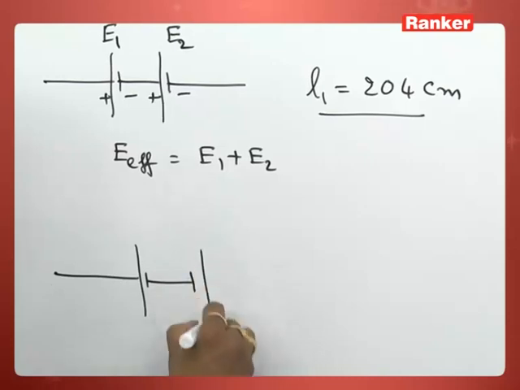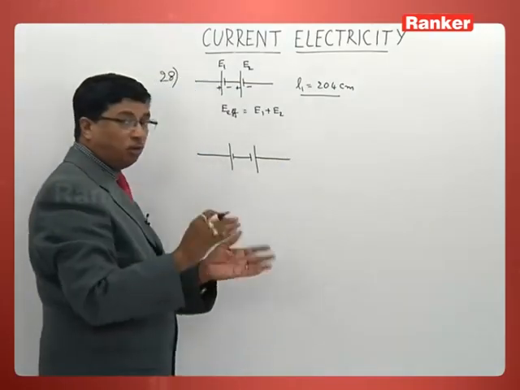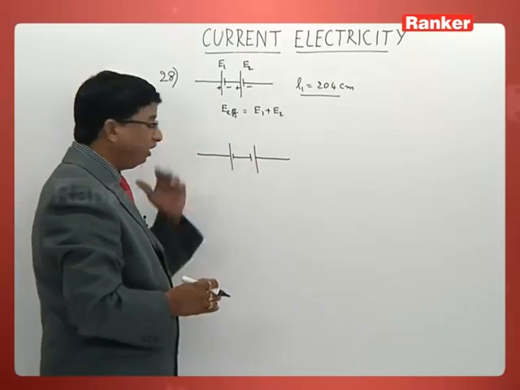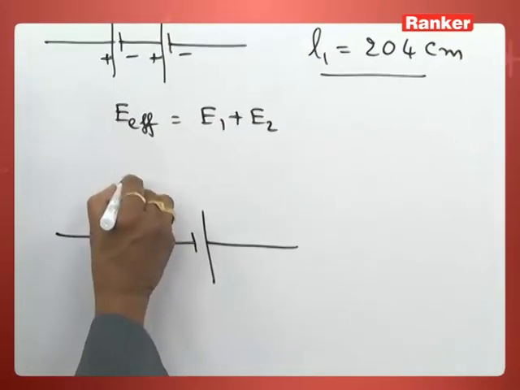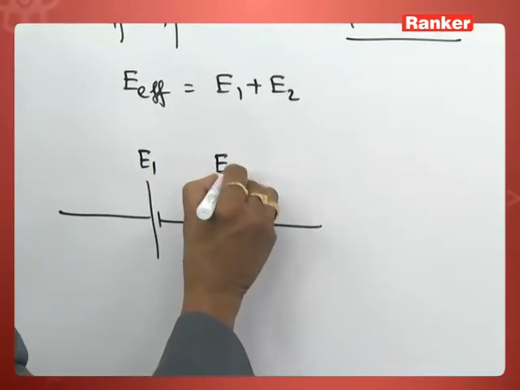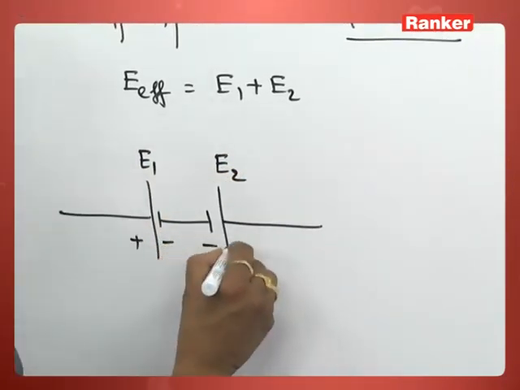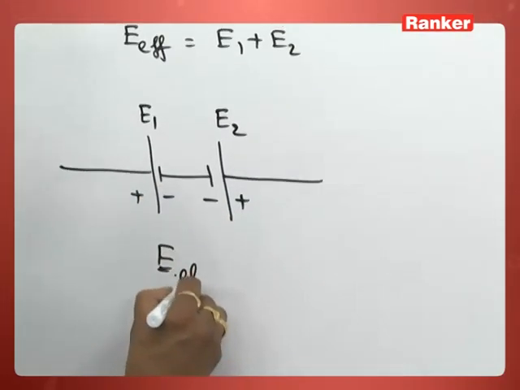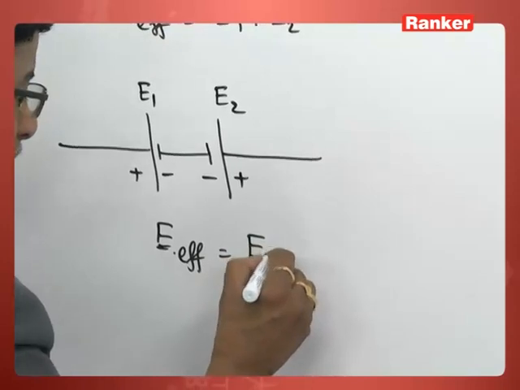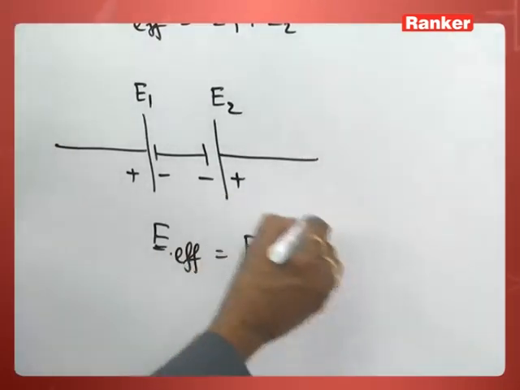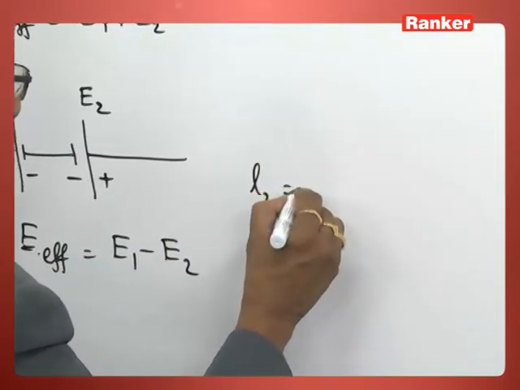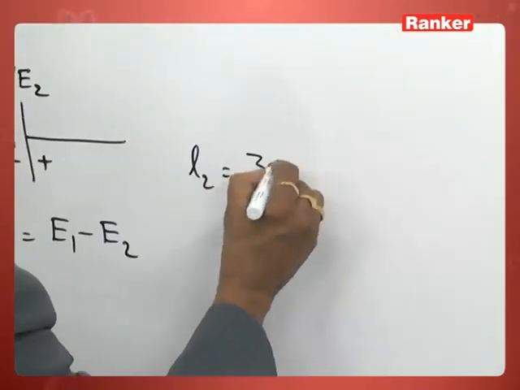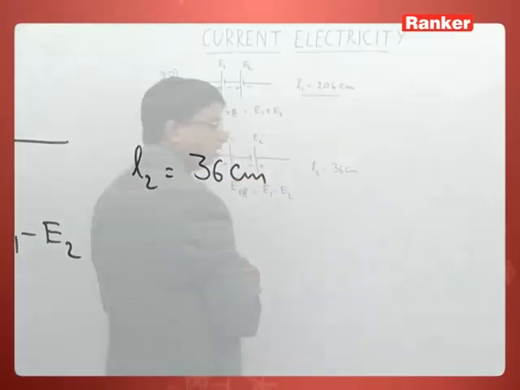Now what did he say in the second part? One cell is reversed. They are opposing each other. Opposition means what? One is opposing the other cell here. So you can understand this one as E1 and this one as E2, positive, negative, negative, positive. Then how to write the effective EMF now? It is E1 minus E2. And what is the corresponding balance length now? It is given simply 36 centimeter. That's what has been given.